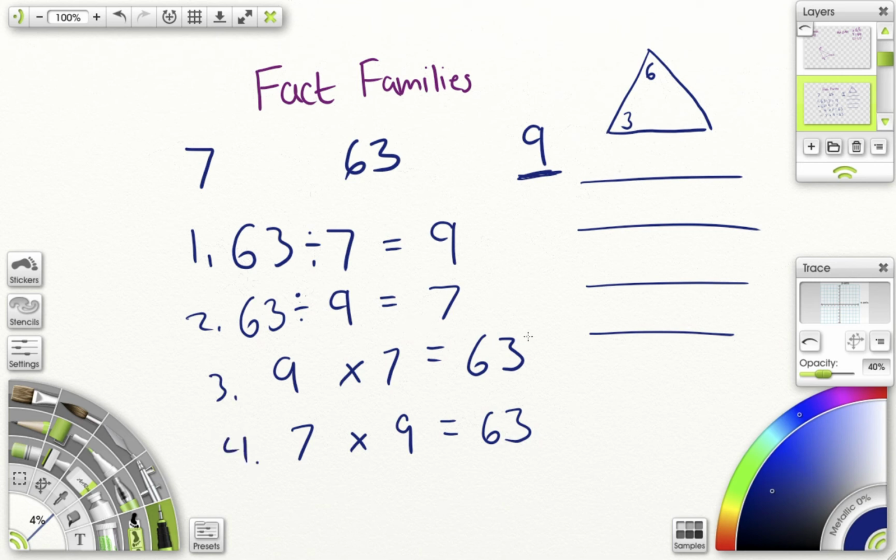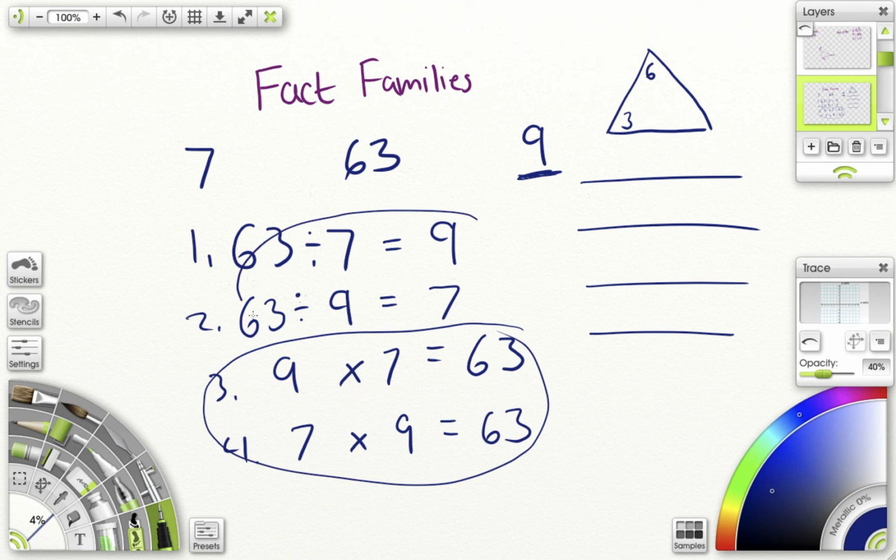There's 2 multiplications where we just switched up the numbers. So 7 and 9 got switched up for these 2 multiplications. And then we have 2 division problems where I switched up my smaller numbers with each other, but my bigger number stayed the same, in the same place.